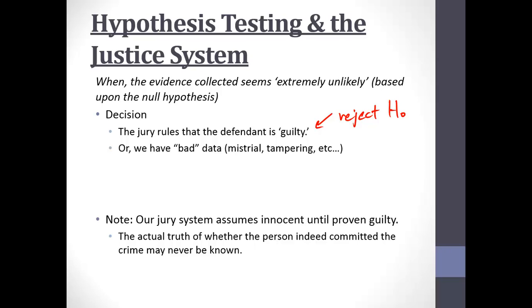Maybe that doesn't seem like enough of a difference for you, but again, following the justice system, someone is never declared innocent, right? You're either declared guilty or not guilty. Same idea here. We're never going to accept that the null hypothesis is true. We're just going to fail to reject it, because the actual truth may never actually be known, so we can't be for sure that that person is innocent.